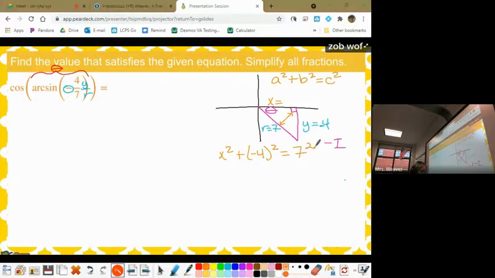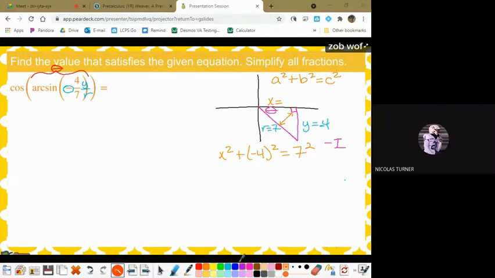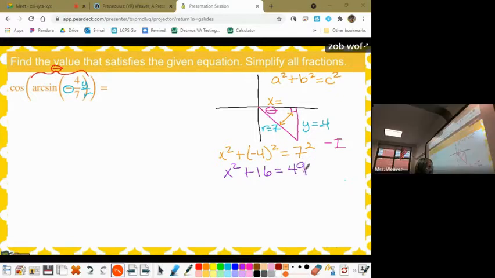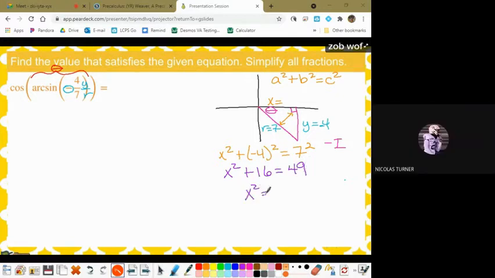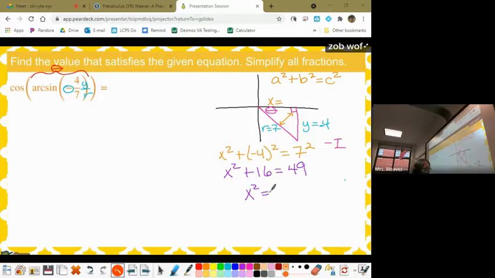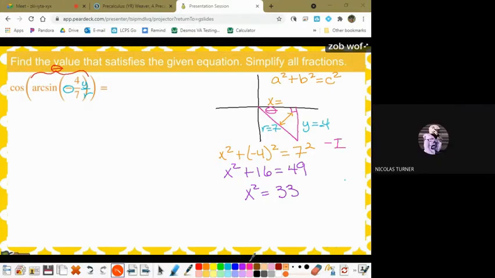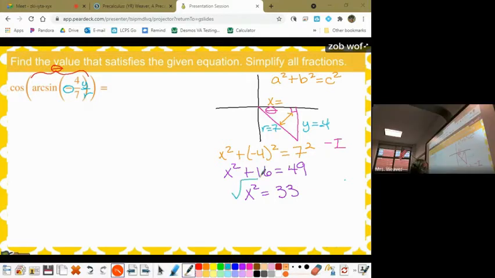Okay, and then can you talk me through solving that, Nicholas? Yeah, -4 multiplied by itself would just be 16. And then 7 squared is 49. Okay. And then subtract 16 from 49. Okay, and so that's going to give us 33. Okay. And how do you then undo that square? Square root. Okay, square root, which picks up the plus or minus option.